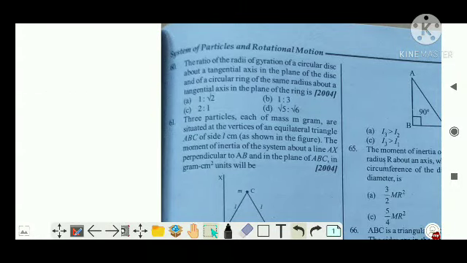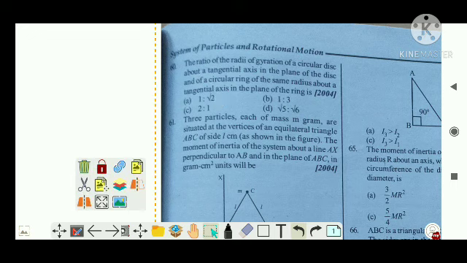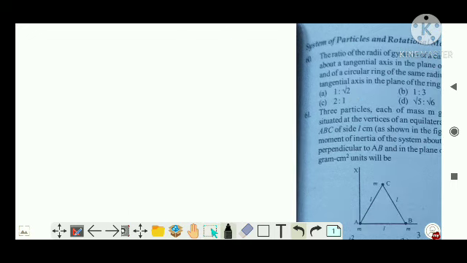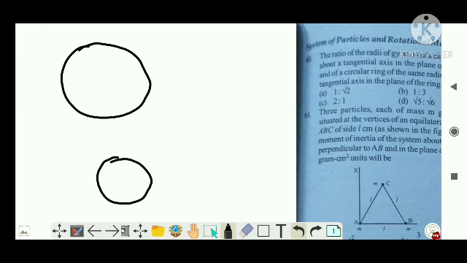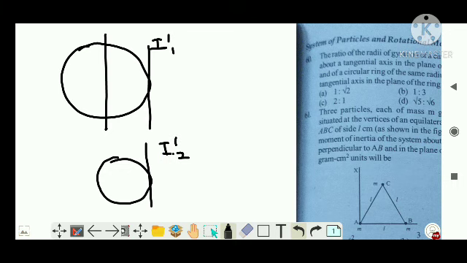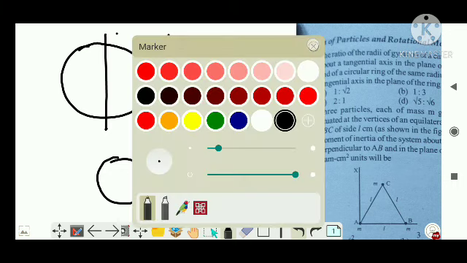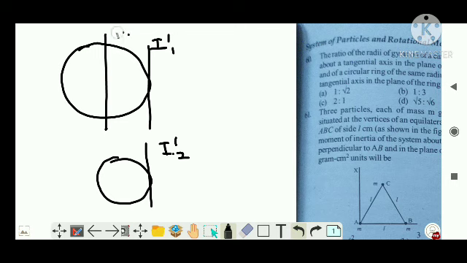Ratio of radius of gyration of a circular disk about a tangent axis in the plane, and a circular ring of the same radius about a tangential axis in the plane. That is very easy actually. So you have a disk and a ring, and you are asked about the tangent. This is I dash 1, the disk, and this is I dash 2, the ring, with I1 and I2 which you know.